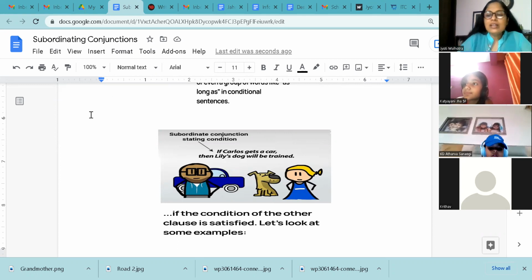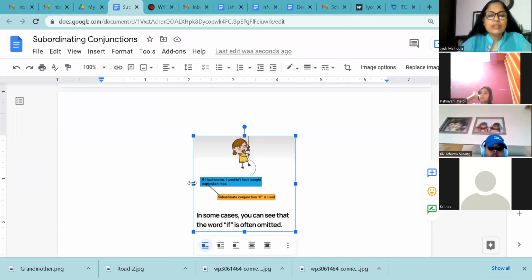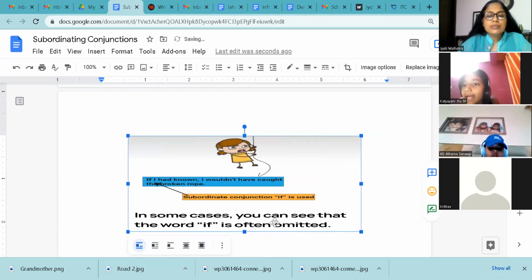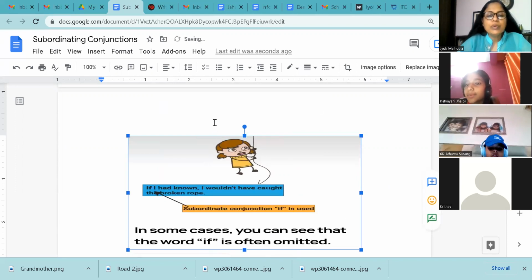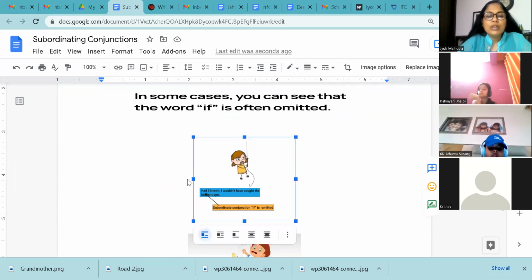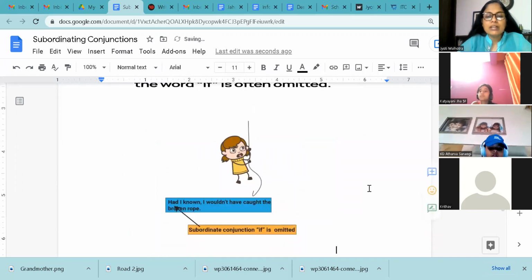So are you understanding, children? What is the meaning of this one? Or let's have a look at the other. If I had known, please read this. If I had known, I wouldn't have caught the broken rope. So what do you think might have happened to the rope? It was broken, so it could have made her fall. This girl, see, she's hanging in the air.